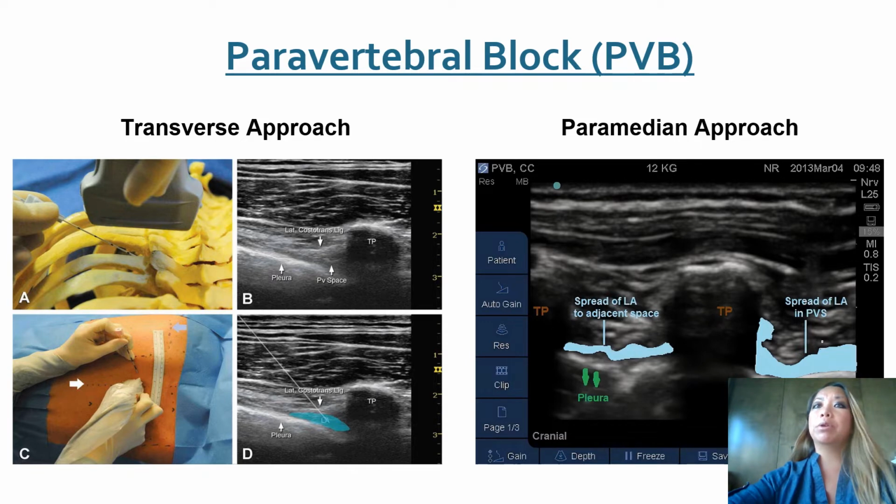Some say the paramedian approach may be technically more challenging due to the steep trajectory of the needle needed to come in and pierce the superior costal transverse ligament, thus more likelihood for inadvertent pleural puncture due to the difficulty in visualizing the tip of the needle. And with the transverse approach, some say it may be associated with a higher incidence of inadvertent epidural spread due to the needle coming in from lateral to medial and being in line with the neural foramen.